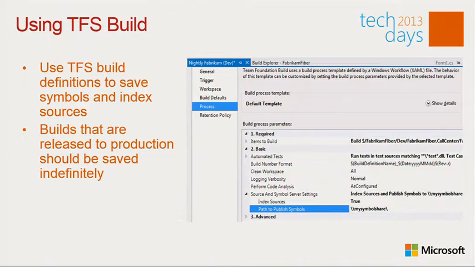Okay, so TFS actually does support using your build definition in TFS to save your symbols and index your sources. When you do this, if you're going to have a build that is deployed to production, that's something you're going to want to keep essentially forever, or as long as you care to ever diagnose it, as opposed to throwing it away. So I can show you really quickly what that looks like.